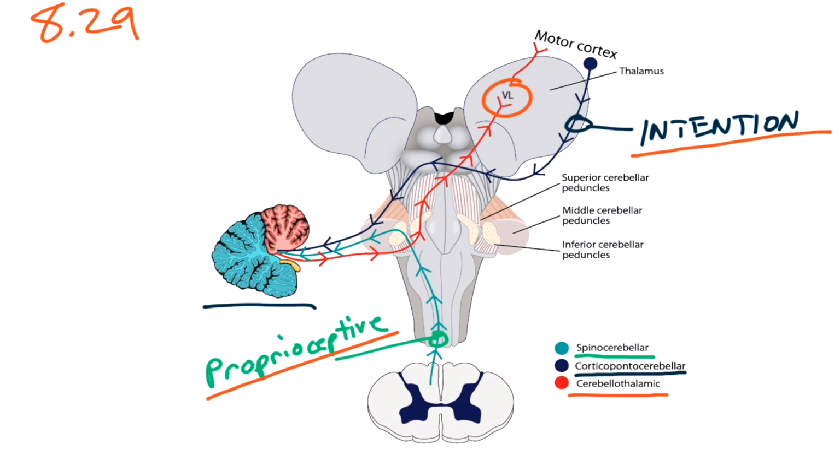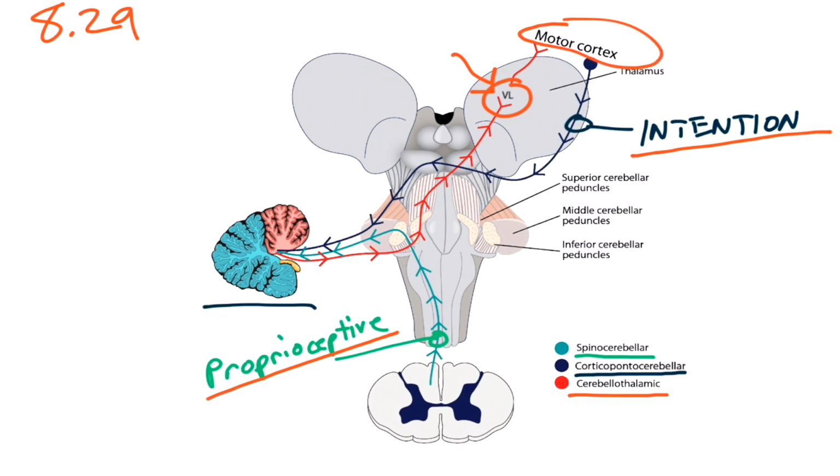Now a way I like to remember the function of each one of these tracts is to look at their names. The spinocerebellar tract goes from the spine to the cerebellum, in that order. The corticopontocerebellar goes from the motor cortex to the pons, then to the cerebellum, in that order. Now don't worry about the pons in this tract. It's enough to know that this tract goes through the pons before reaching the cerebellum. Now the cerebellothalamic tract goes from the cerebellum to the thalamus, in that order. And of course, if it goes to the VL of the thalamus, the VL will then innervate the motor cortex.